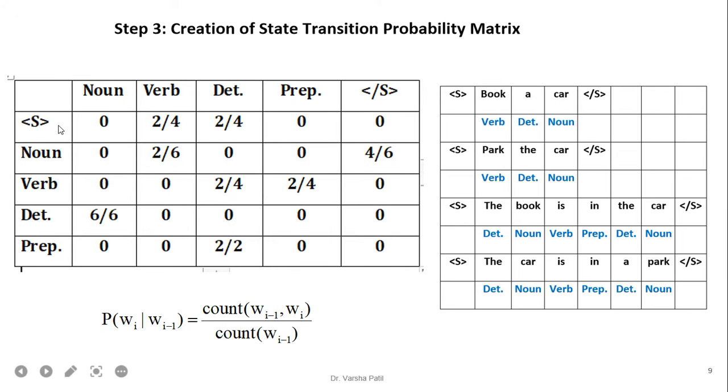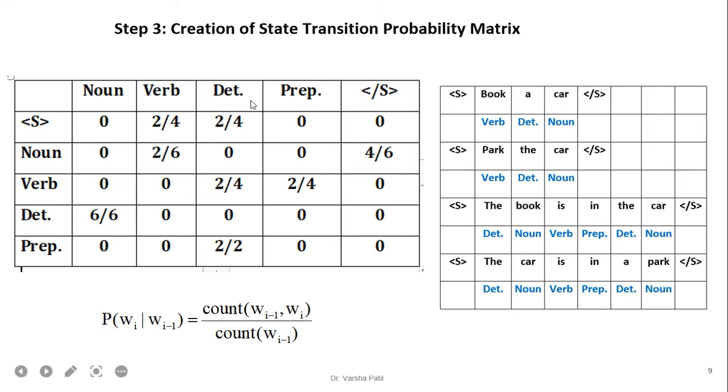Now here what we require to do is see how many times after the start the verb is coming. So start and verb is coming how many times? So verb, 2/4. This is nothing but the bigram, that is count of wi minus 1 comma wi divided by count of wi minus 1. It means how many times the pair of wi minus 1 and wi, meaning start and verb, occurs, divided by the count of start. So how many times after start the verb is coming divided by the count of start. That's why it is 2/4, because 4 times start of the statement is there. So in this way we require to write it down.